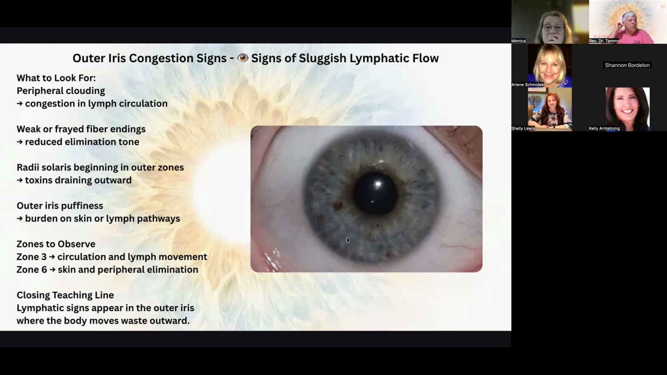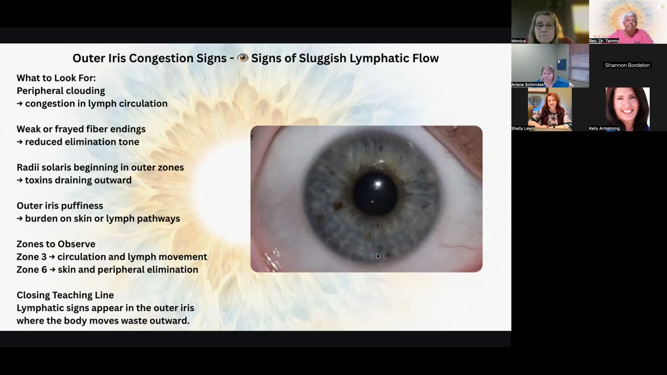So zones to observe: zone 3. So this would be zone 3 right in here. And zone 6, which is your skin area and lymphatic peripheral elimination. You want to look for lymphatic signs that appear in the outer iris where the body moves waste outward. So we move a lot of waste around our torso, underneath our arms, in the groin area. So this would be in the groin area.